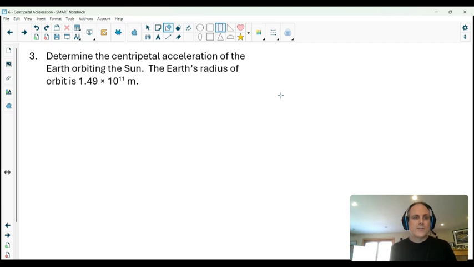Determine the centripetal acceleration of the Earth orbiting the Sun. Now, the Earth does move in an ellipse, not in a circle, but it is close to a circle. So we're going to approximate it as a circle for our problem here. The Earth's radius of orbit is 1.49 times 10 to the 11 meters. You say, okay, I did pull this out of the textbook, right? You can get this number just straight out of the appendix in the textbook, or you could look it up, for example, on Wikipedia. Please don't ask ChatGPT for planetary data. ChatGPT will often hallucinate data like this and will give you incorrect numbers. So please use something like Wikipedia, which is extremely reliable.